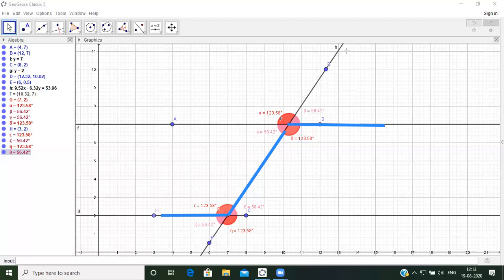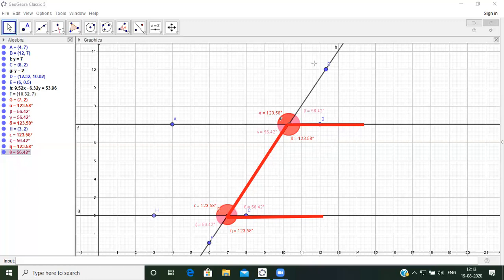Now we can remember allied angles by letter C. So I'm taking a different color. I'll show you the letter C. See, observe letter C. It is 123.58 plus 56.42 gives 180 degrees. So the angles on the same side of the transversal, both interior and both exterior, give allied angles. Angles on the same side of the transversal are supplementary.